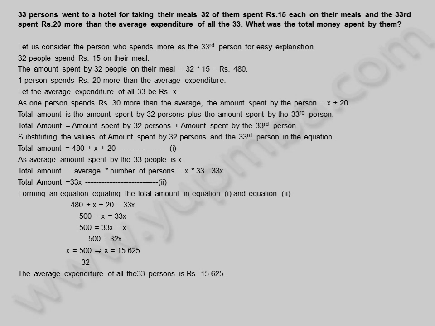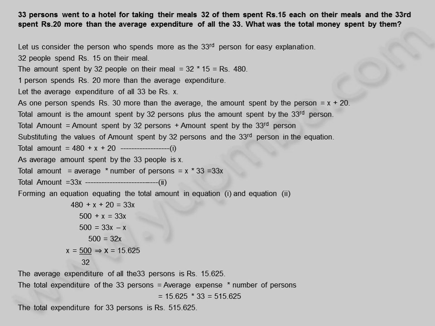15.625 rupees. The total expenditure of the 33 persons is equal to average expense into number of persons, which is 15.625 into 33 is equal to 515.625. The total expenditure for 33 persons is 515.625 rupees.